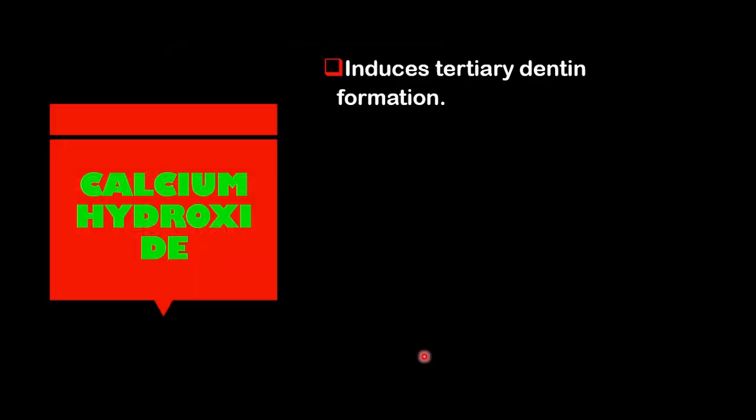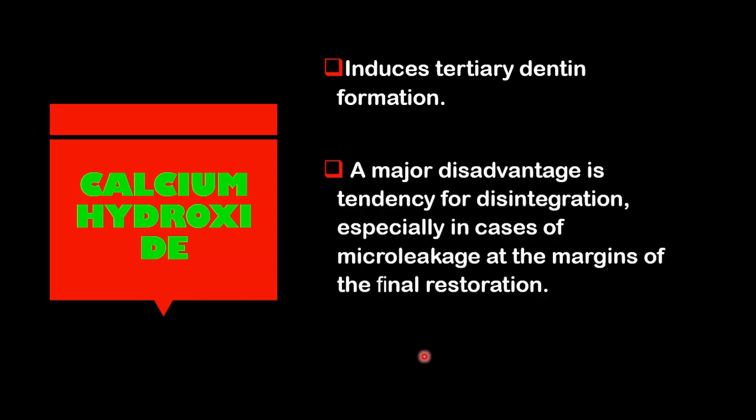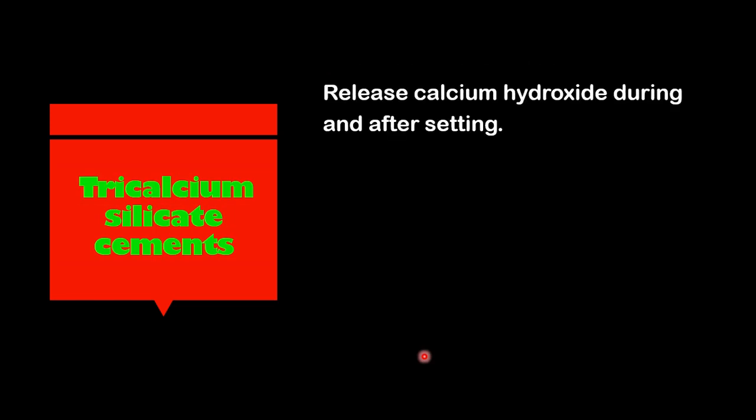Coming on to calcium hydroxide, it induces tertiary dentin formation, but the major disadvantage is its tendency for disintegration. It is easily disintegrated in the oral fluids, and that may cause microleakage at the margins of the final restoration. Otherwise, calcium hydroxide generally induces tertiary dentin formation. Next is the tricalcium silicate.